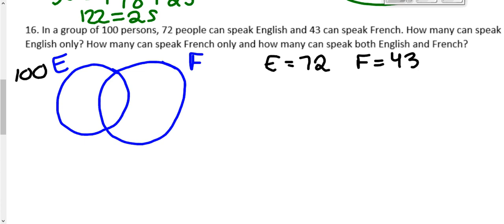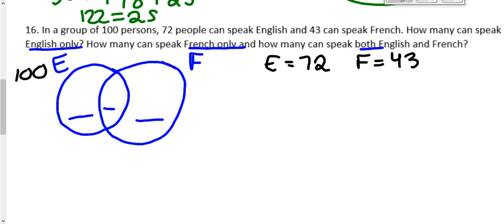How many can speak English only, which is here? How many can speak French only, which is here, and both. So we need all 3 parts of this Venn diagram, and we're not able to fill in any right now. But we can use our equation setup to figure that out.